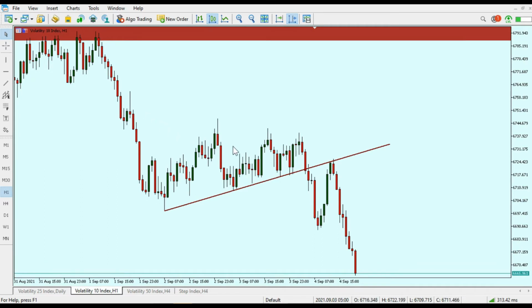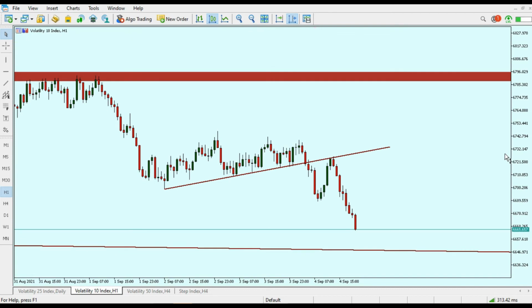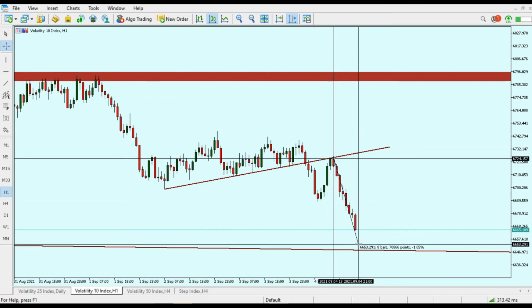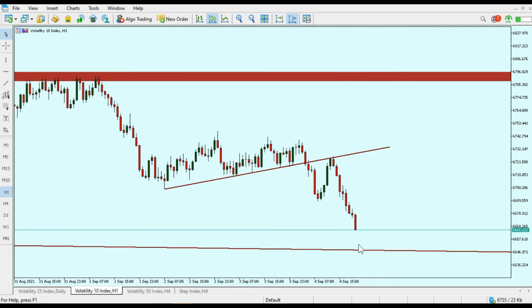And so this was a trend line that was broken to the downside and came back here to retest and then continue its downtrend. So like I said, we are selling off to this point, and then this is, I don't know how many points, let's see, this is about 70,866 points. So that's it.